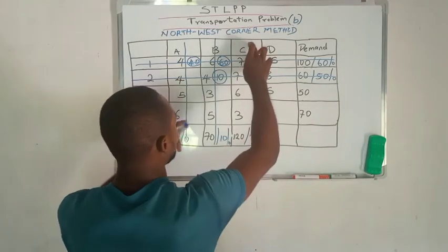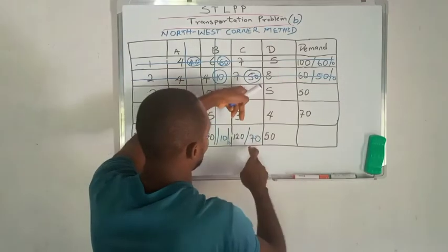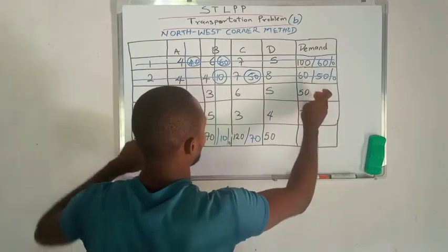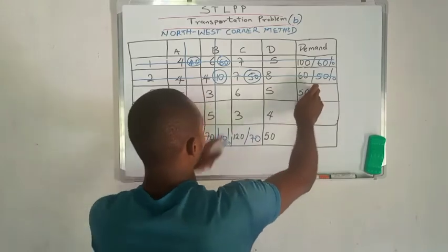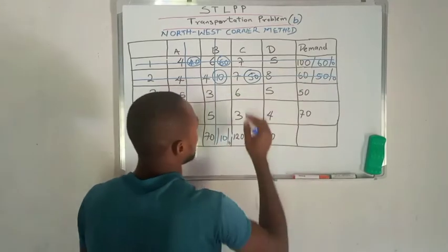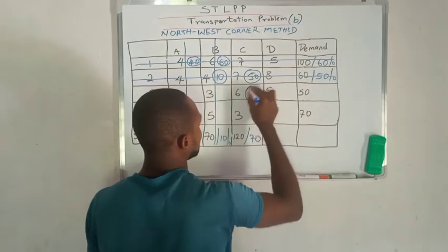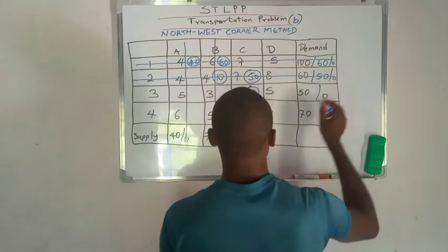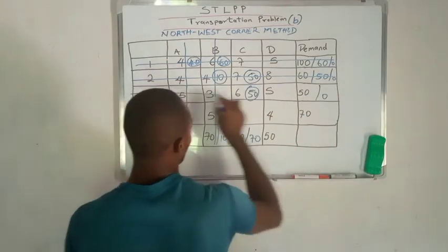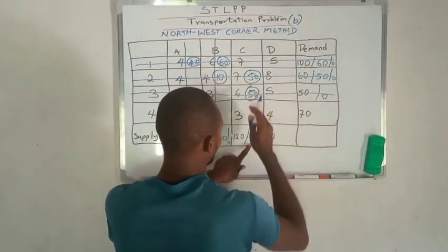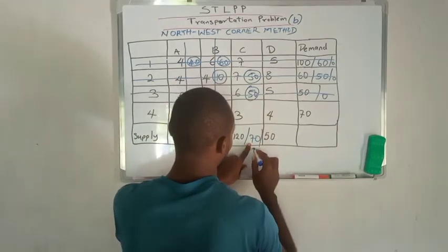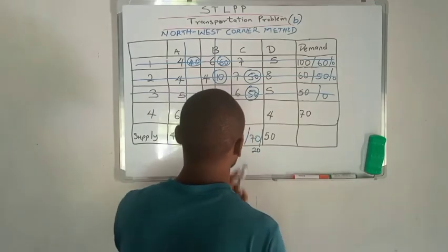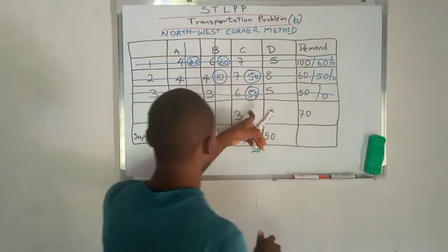Sorry, we still have goods remaining in C. So I have 70 here, and this place is also demanding 50. So we give them 50, and then we check what is remaining here. We have 0 here, and then we roll this out. So we've taken out 50 from here as well, so we have 20 remaining here. And so we go to the next number.